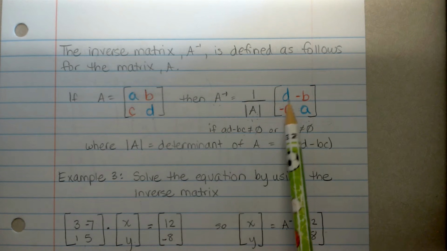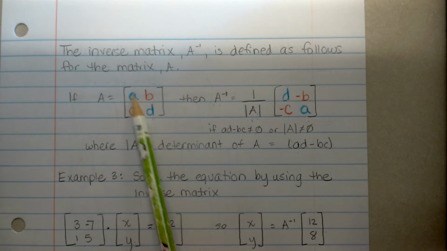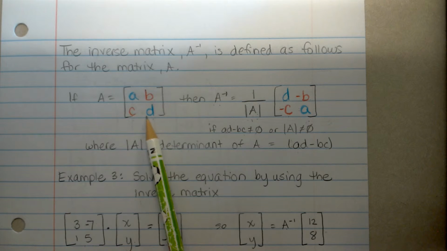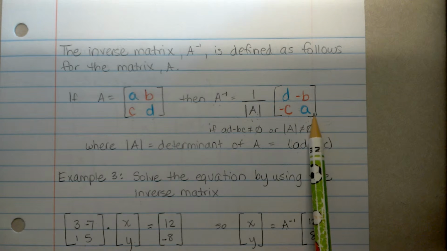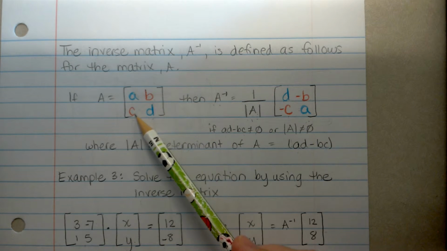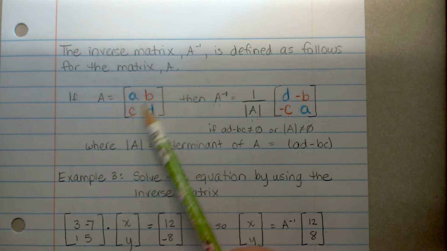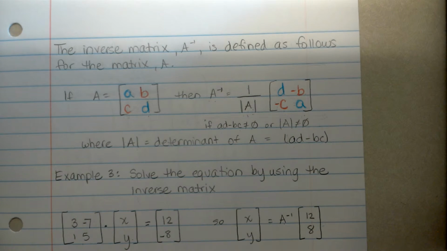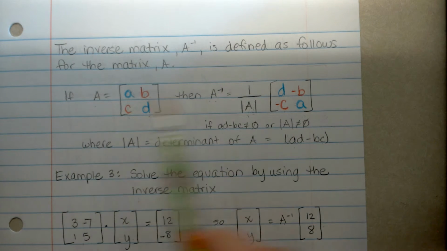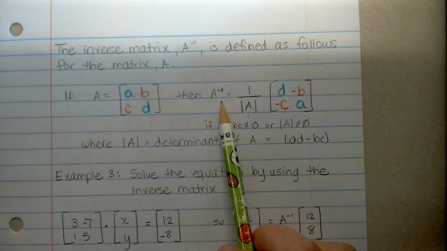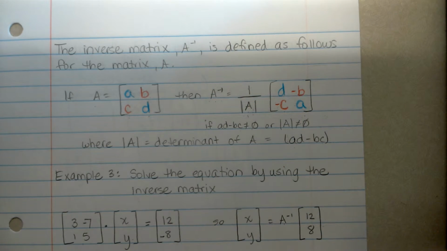Look at A and D. A and D switched places. I took my original matrix, and I switched places. Look at B and C. B and C switched signs. So I took my original matrix and switched signs. So let's do an example. So if I have a matrix A, the inverse of that matrix is 1 over the determinant times this.